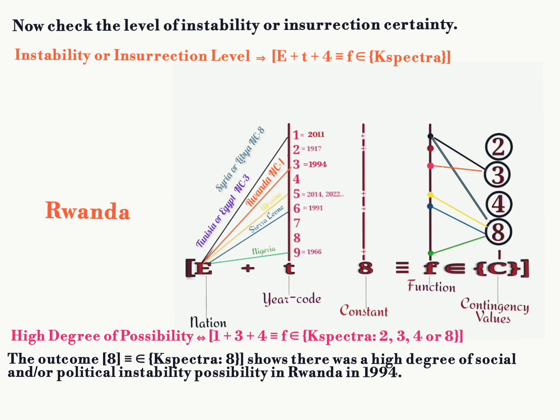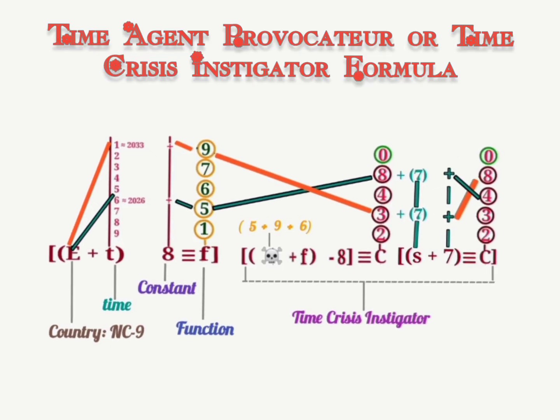The outcome, 8, is defined as element of K spectra. 8 shows there was a high degree of social and or political instability possibility in Rwanda in 1994. Time agent provocateur or time crisis instigator formula.